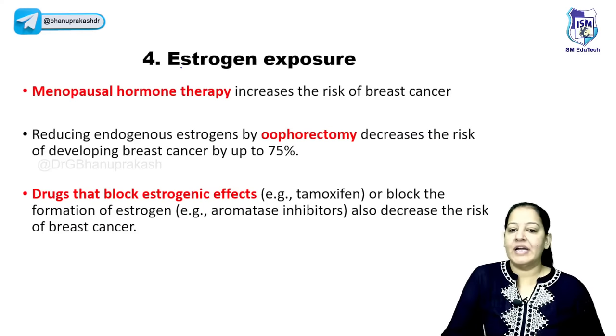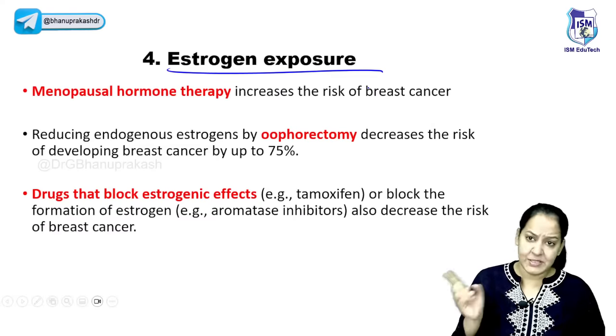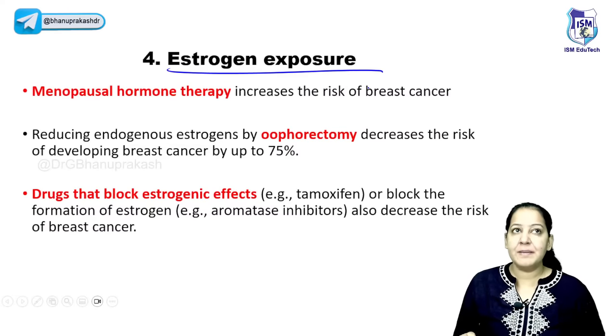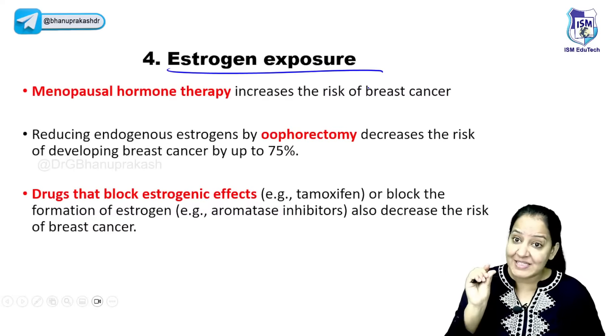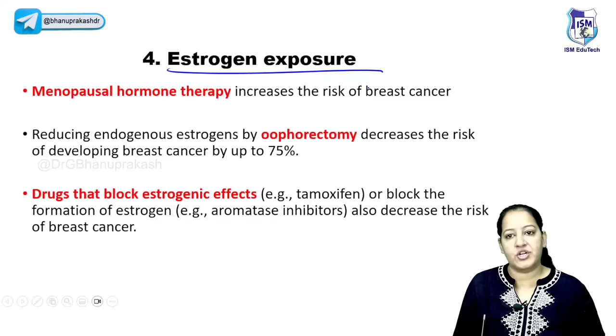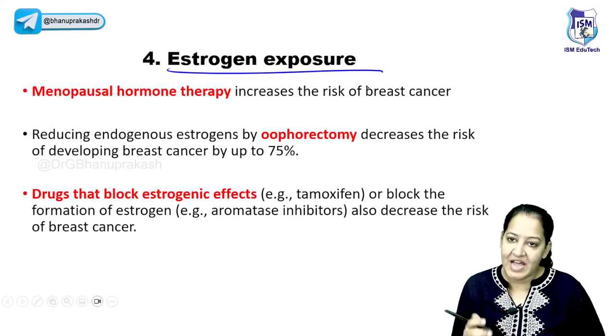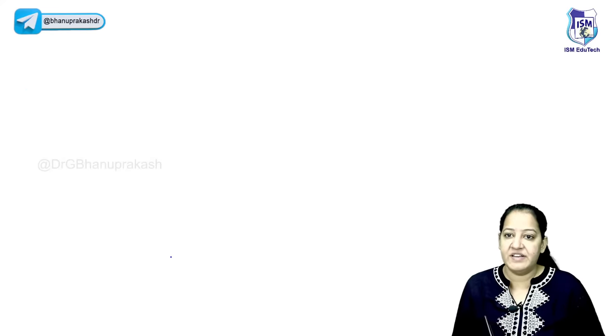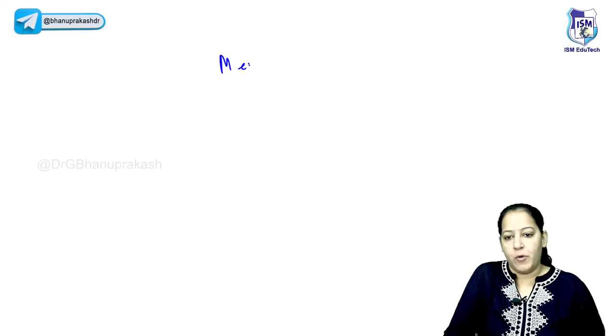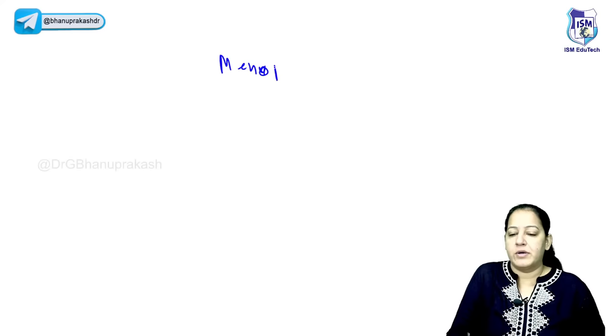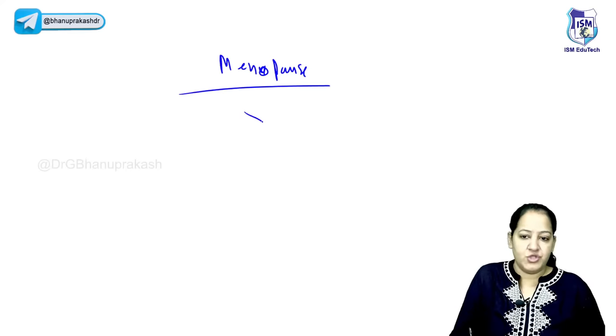The next one, I already quoted, estrogen exposure. Estrogen is synthesized in the ovary, but sometimes some females take extra exogenous estrogen. Tell me a condition when the lady is taking exogenous estrogen in the form of tablets or syrups. When will she take it? Have you heard about menopause? Of course, I told you what menopause is. During menopause, the menstruation stops.